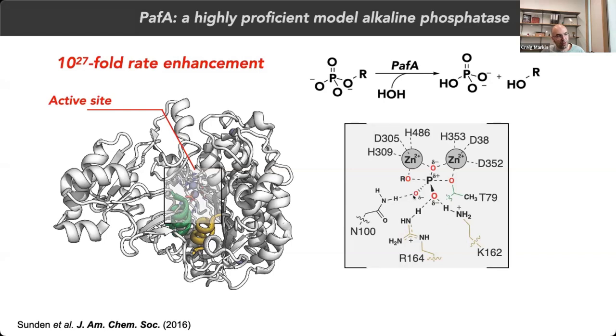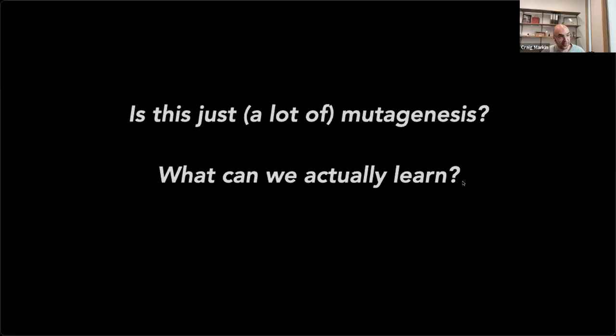K162, and they contact what are called the phosphoryl oxygens. And K162 and R164 in yellow sit on the N-terminus of this yellow helix here.